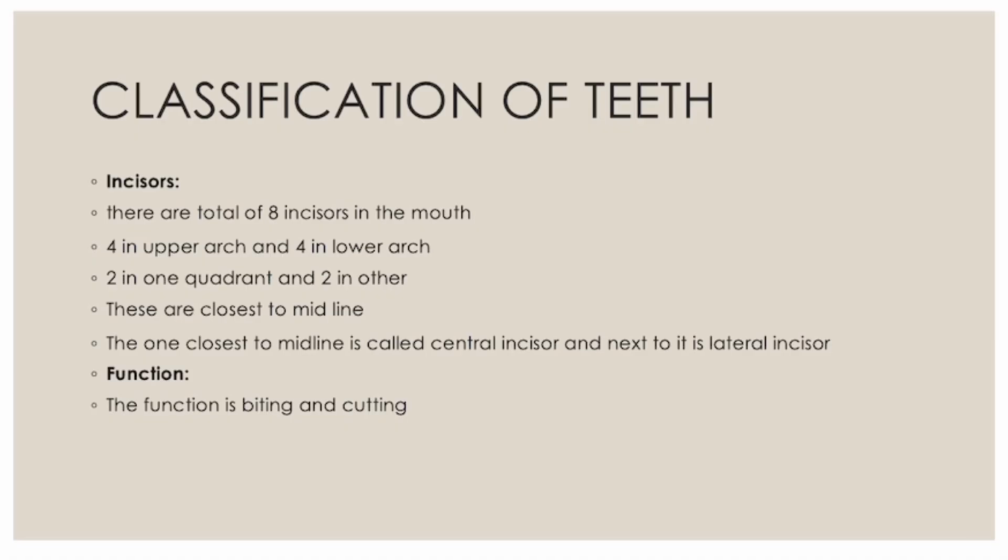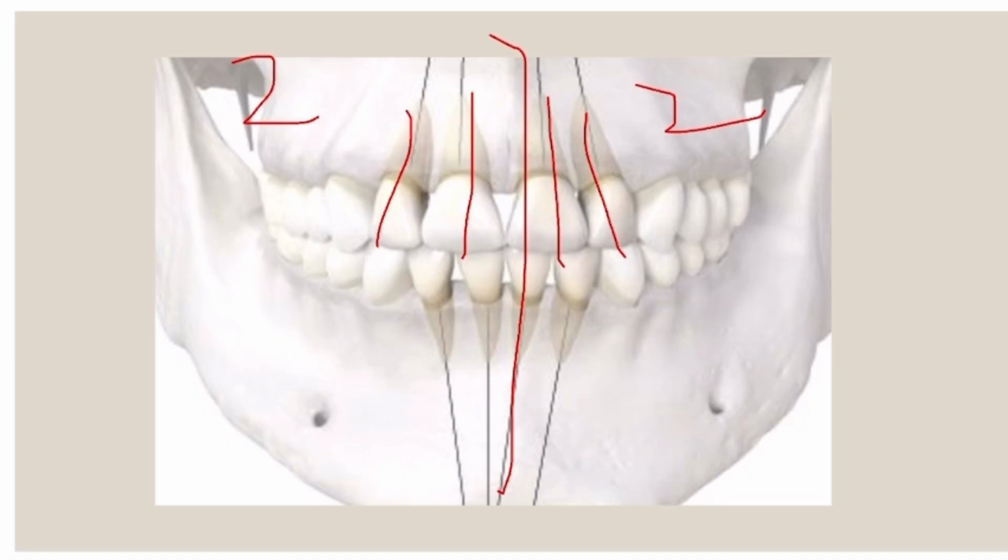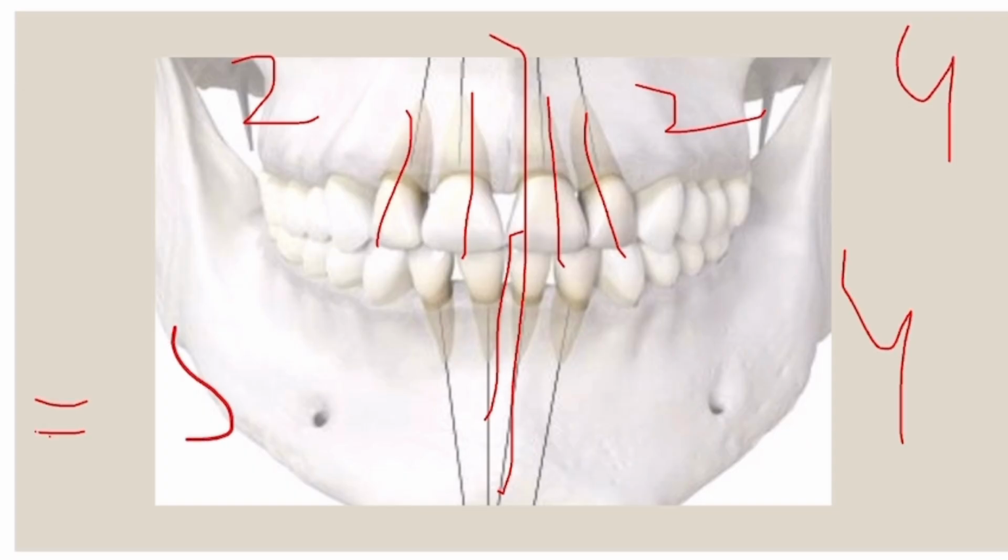Firstly, there are incisors. There are 2 incisors in each quadrant and 4 in one arch, and a total of 8 in both arches. So what is the function of the incisor? The function is biting and cutting. These two are central incisors and these are the lateral ones. Here is the midline. So there are 2 in one arch and 2 in the other, which means there are 4 in the maxillary arch and 4 in the mandibular arch, and the total number of incisors in both arches is 8.